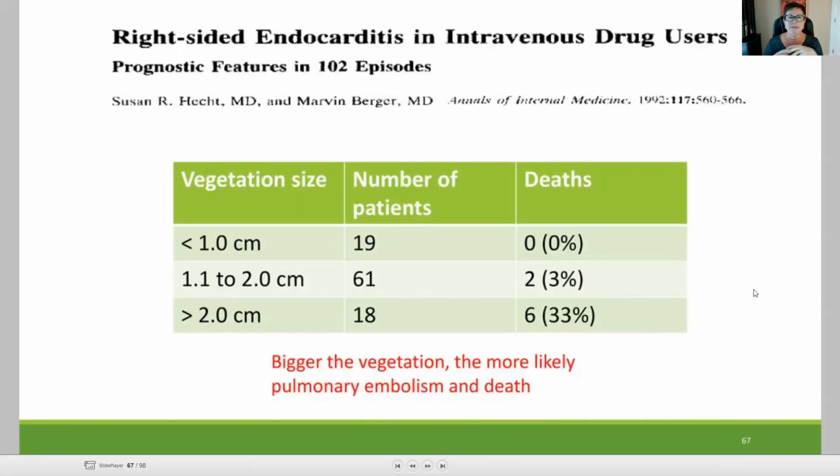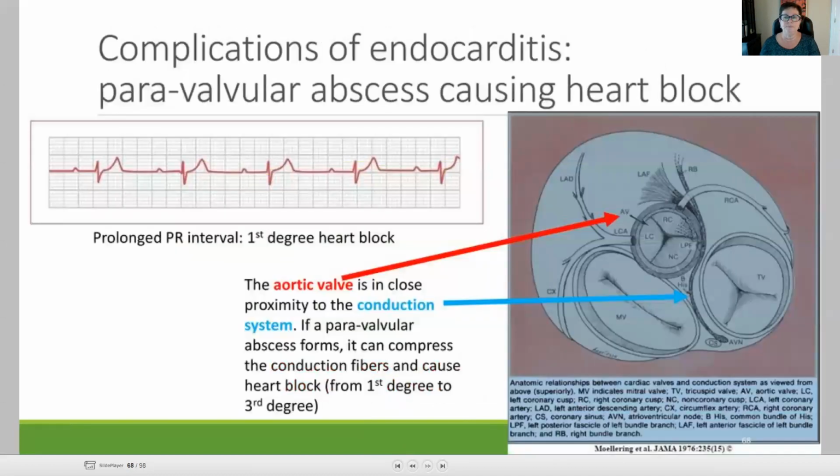This is just a little bit on right-sided endocarditis in IV drug users. So they looked at 102 patients, and basically what they found was a significant number of these patients had moderate-sized lesions. And so how big was the vegetation? 61 of this group had a lesion of 1.1 to 2 centimeters. And I know that doesn't sound big, but when you're thinking about an organ that is fist-sized, they can be very significant to the patient.